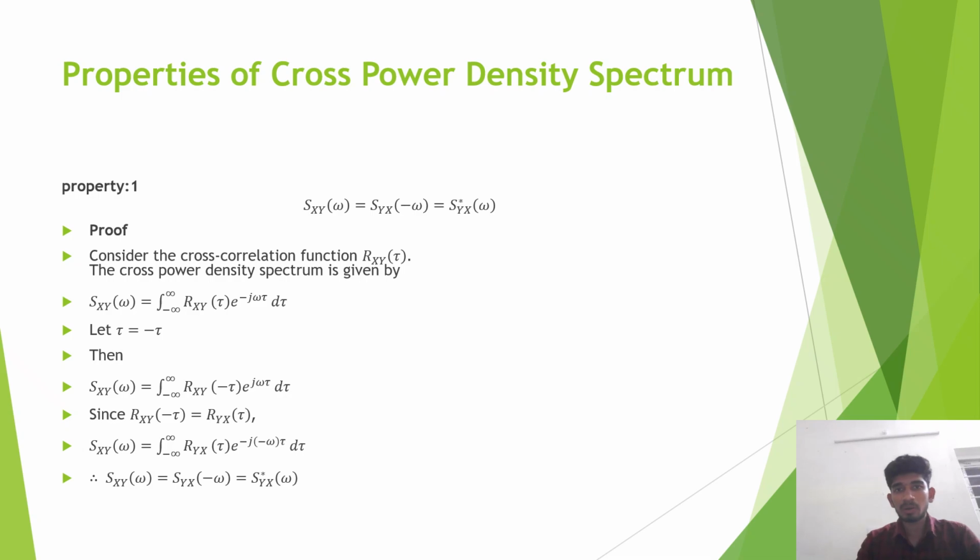Properties of cross power density spectrum. First property: S_xy(omega) is equal to S_yx(minus omega).